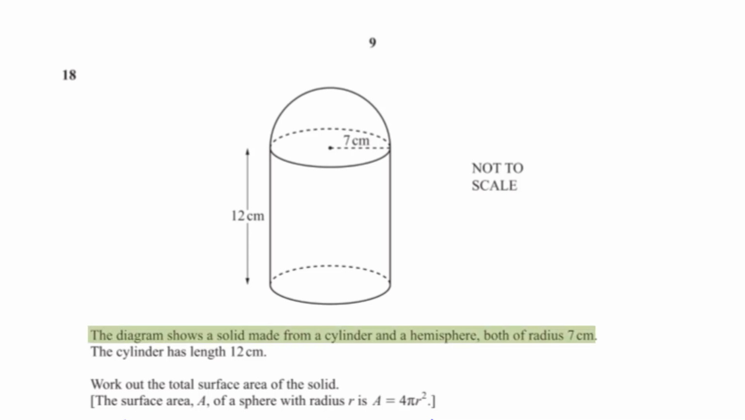The diagram shows a solid made from a cylinder and a hemisphere, both of radius 7 centimeters. The cylinder has length 12 centimeters. Work out the total surface area of the solid. The surface area A of a sphere with radius r is A is equal to 4 pi r squared.